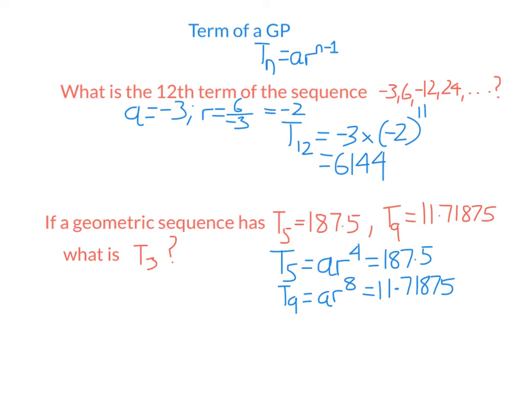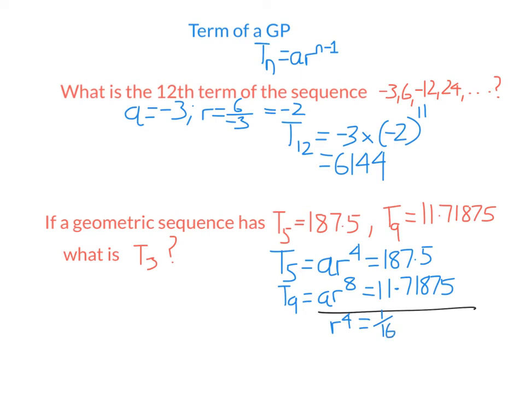Now this is a very similar trick to what we used on a previous slide when we were doing exponential modeling. We're going to take this equation and divide by this one. So what we're going to do is go a divided by a, well that's just 1, r to the power of 8 divided by r to the power of 4. So remember, keep the same base, subtract the powers. And now we're going to go 11.71875 divided by this, and I actually get 1 over 16.